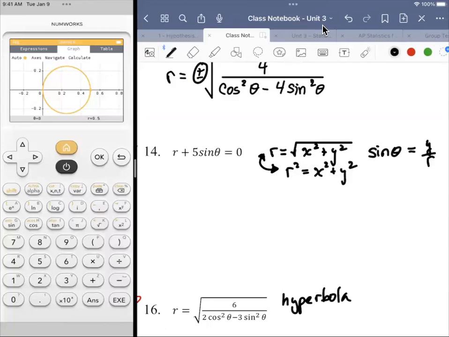Right. Before I get into swapping out the r, we talked about this last time, the best bet is to try to swap out the sine function, because sometimes you can combine like terms and get those r's to consolidate and collapse into just one term. All right, so r plus 5y over r is equal to 0. I'll rewrite that as r plus 5y over r is equal to 0.